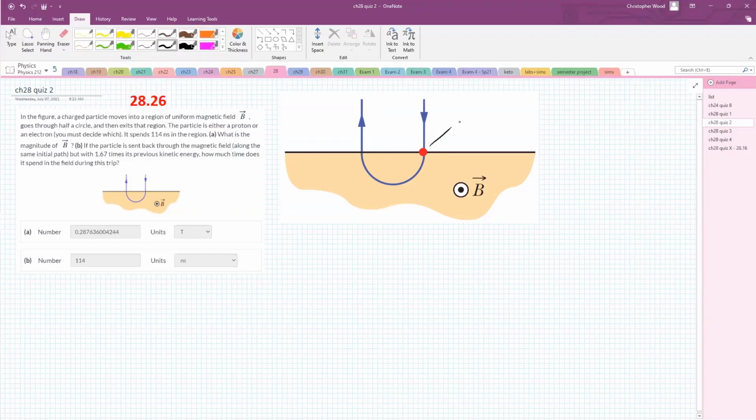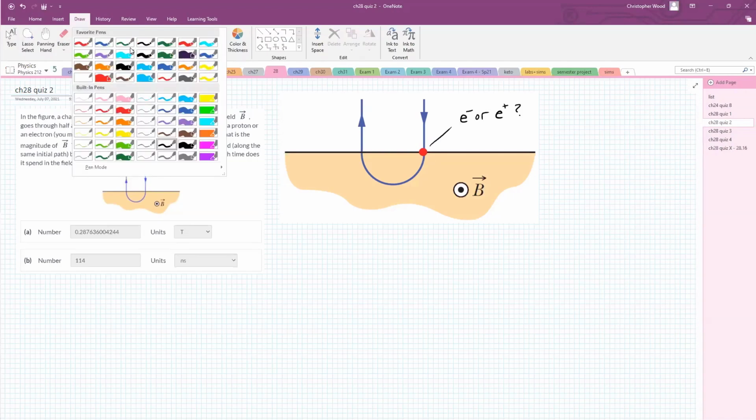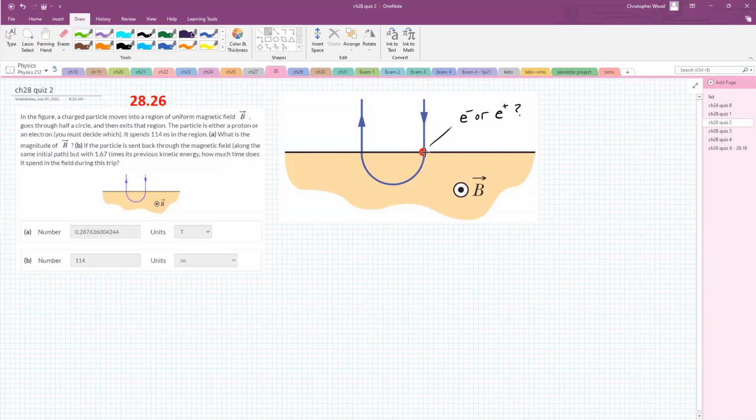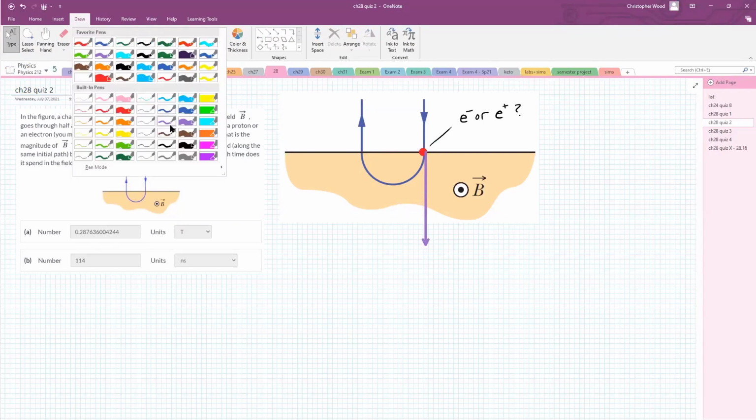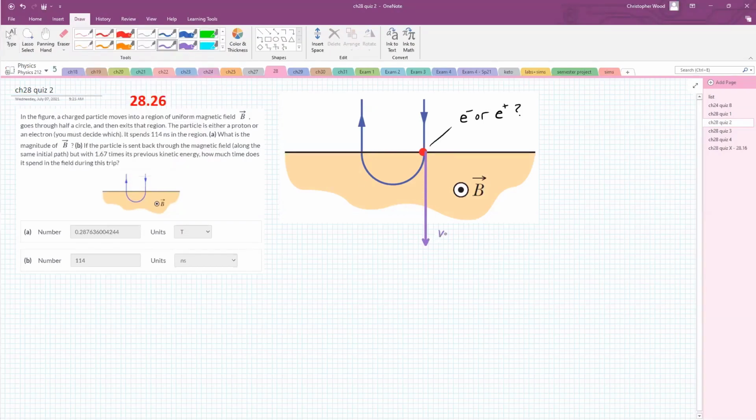I don't know which. So it's either E minus for electron or E plus for a proton. It's either a proton or an electron. I can figure out what it is because I have a few bits of information. At the point this particle enters this magnetic field, this is what the velocity vector looks like. It looks like a vector that's tangent to the path. So let's label that. This is the velocity upon entry.